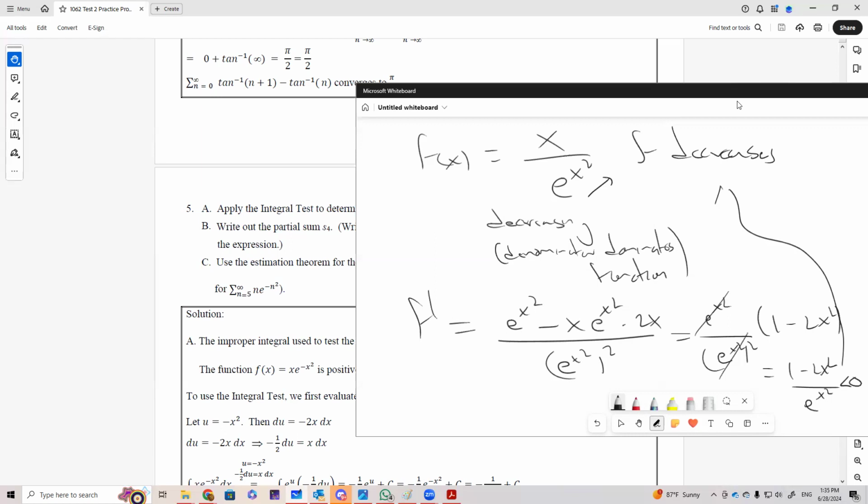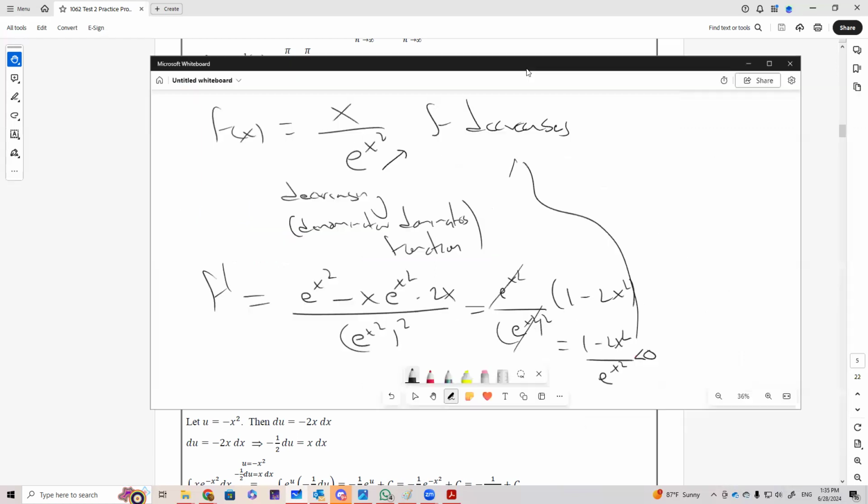For the most part, this is going to be the most surefire way of proving something decreases, but it's not the only one. And there are going to be certain cases, especially when it involves a factorial, that you will not be able to do this because, let's say, a factorial doesn't have a derivative. Okay.